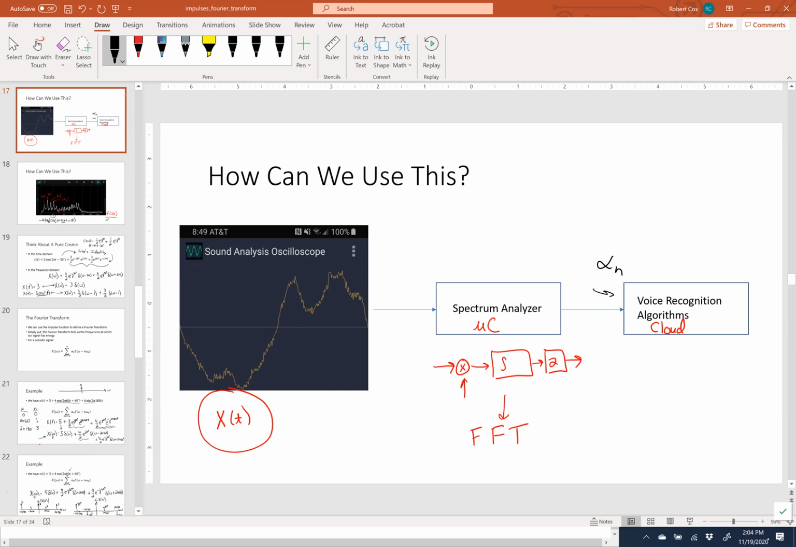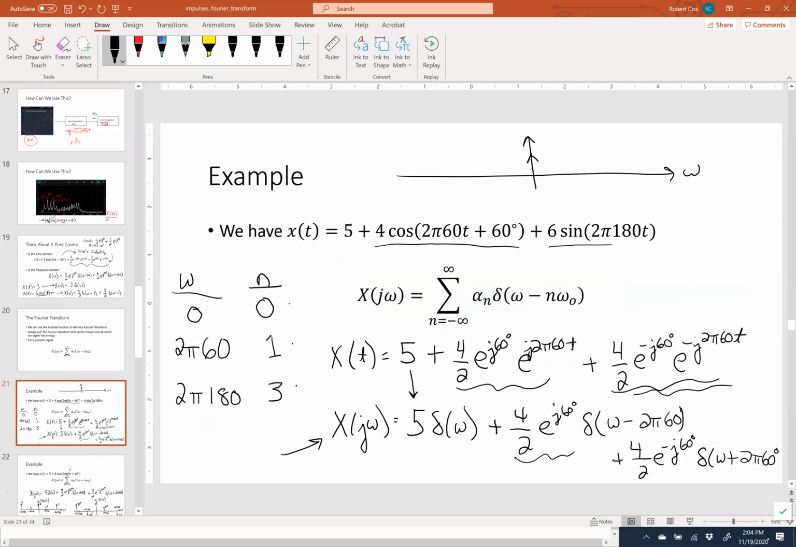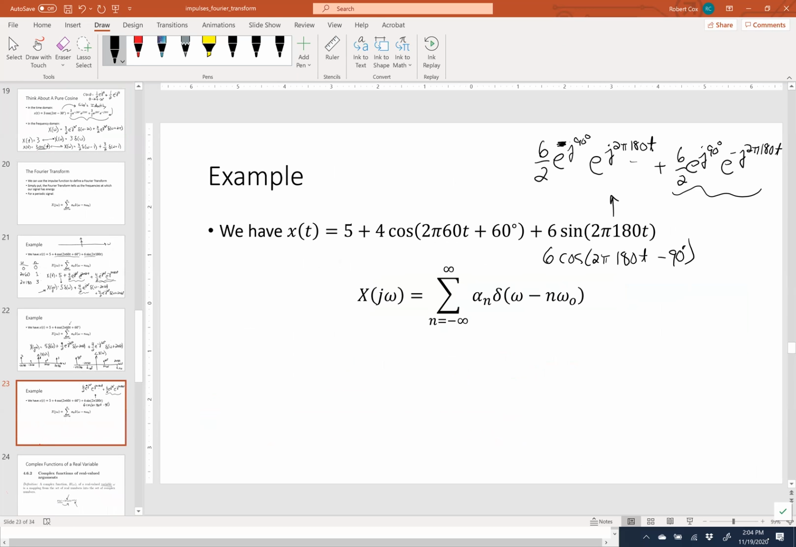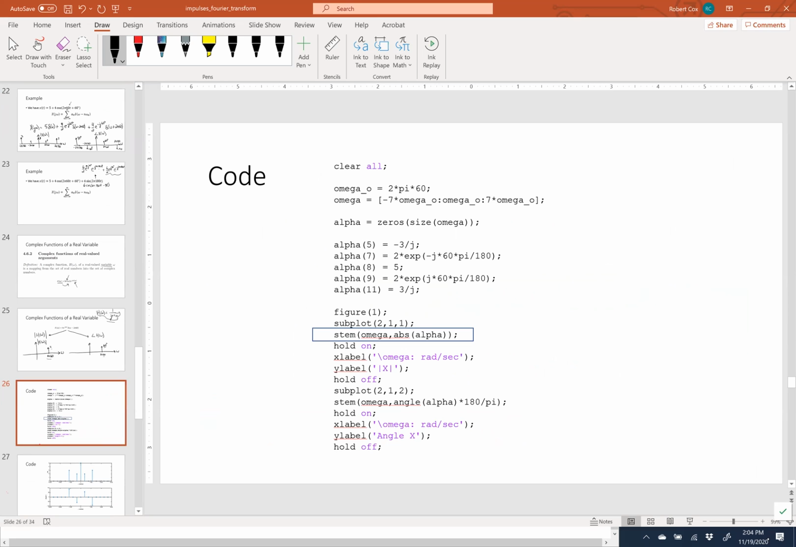I want to make a signal look a particular way. That's what a filter does. And we need this concept to be able to understand that really important idea. So if I wanted to plot this in MATLAB, let's say I wanted to make a graph of something like that.